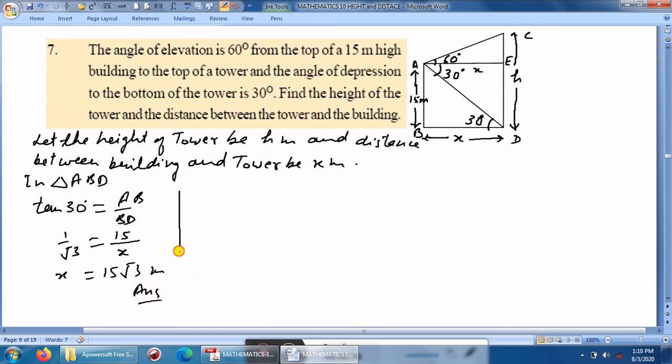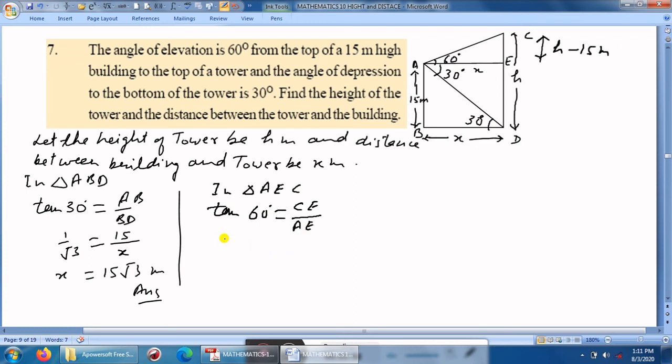Now taking second triangle. Now first of all, you can see here the distance CD is h, but CE is 15 meters. So this small distance, that is the CE, that is h minus 15 meter. So now taking triangle A, E and C. This small triangle, and that is the tan 60 degree. So it becomes CE upon AE.